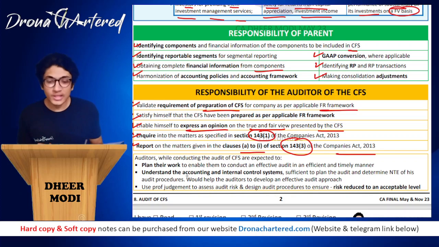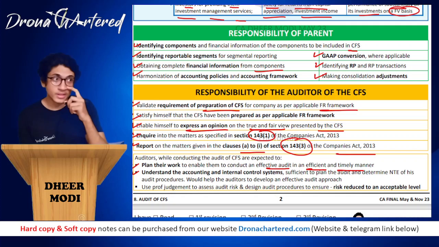We'll go to the key later. First, we'll finish this box, then we'll go to the key. So, while conducting the audit of CFS, what is the auditor expected to do? First is to plan their work to enable them to conduct an effective audit in an efficient and timely manner. Effective means whatever your objective is, that should be achieved. Efficient means with minimum input, you should get maximum output. And of course, timely manner.